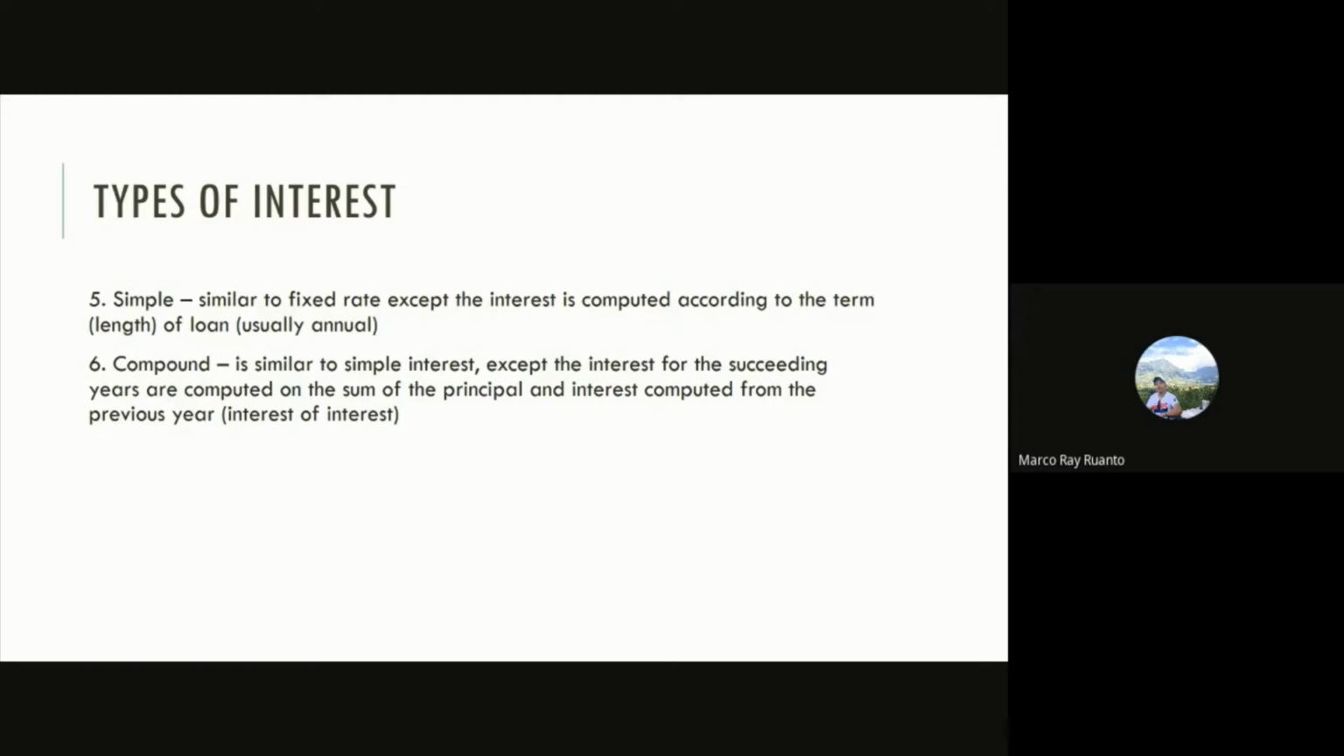So before you are going to borrow money from a certain agency, i-check sa ang scheme, whether it's simple interest or simple discount or compound interest, no? Compound interest. Okay.